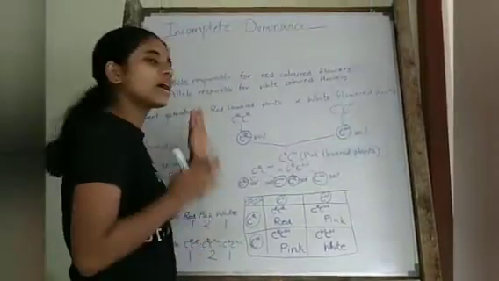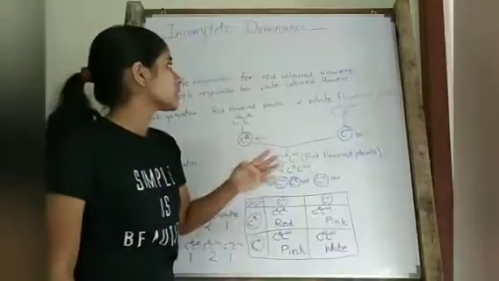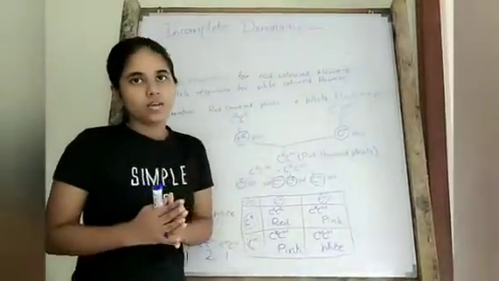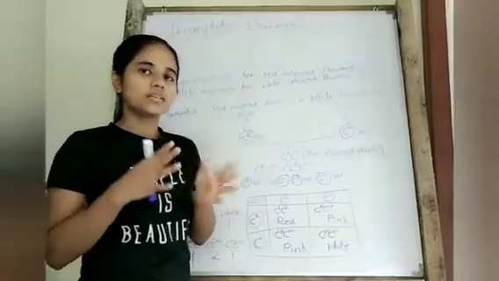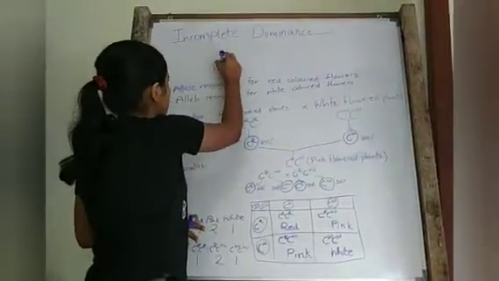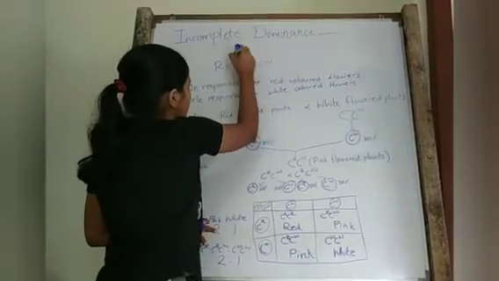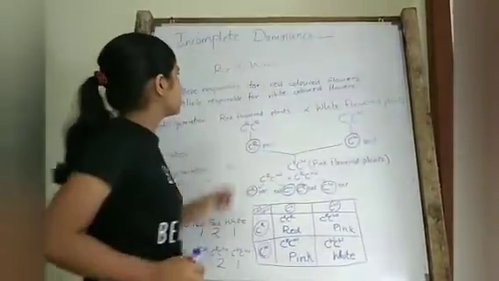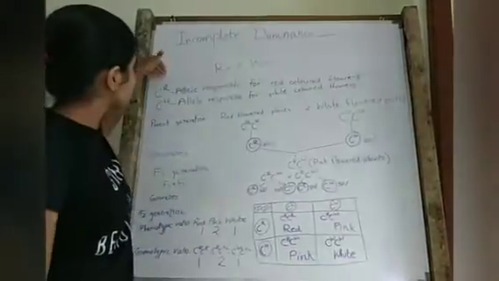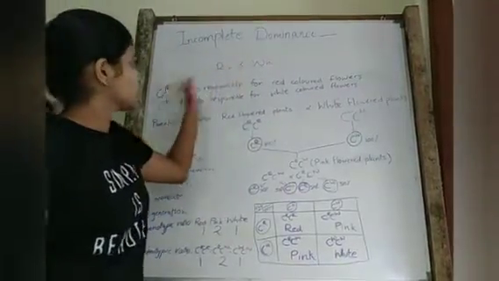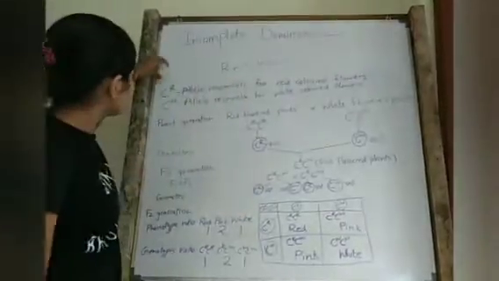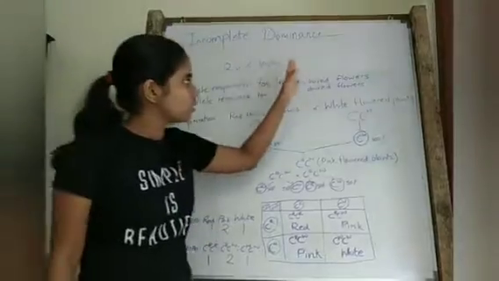Here, neither allele is dominant. We can't say that the red colored allele is dominant or the white colored allele is dominant. So we don't use uppercase letters or lowercase letters to denote them. We don't use them like this in incomplete dominance. We use them as superscripts: capital R for red color, capital W for white color, and capital C to denote color.